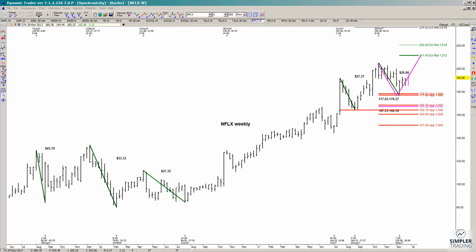So that's what I'm looking for in the bigger picture. Doesn't mean that it's going to happen for sure, but that's the current pattern. And if the pattern continues to play out, your typical target is the 1272 extension, or in this case, the area of 211.45. But what about the short-term stuff? What about my short-term traders?